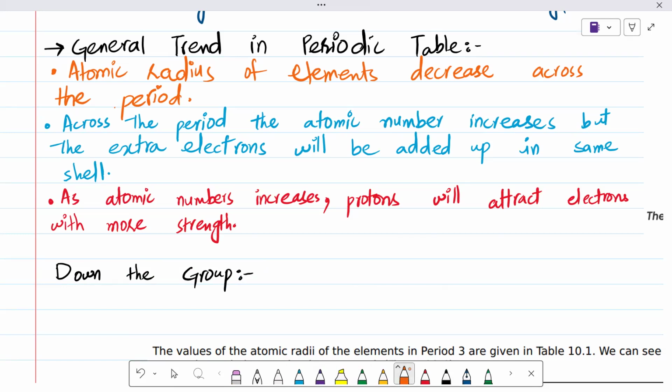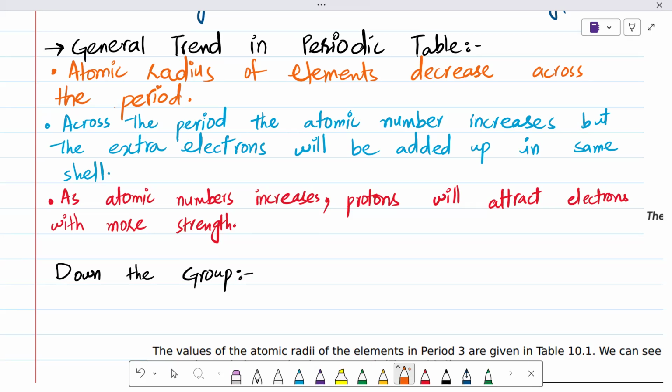They have the same number of electrons in their outer valence shell. Yes, exactly. Like group number one, all the elements in group one will have one electron in their valence shell. Right? So on this basis, we have the groups arranged.